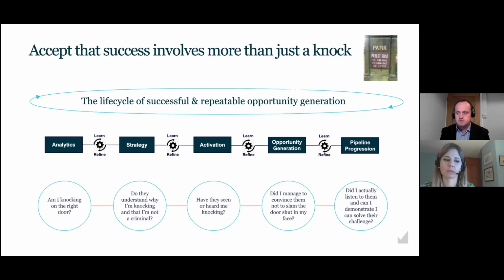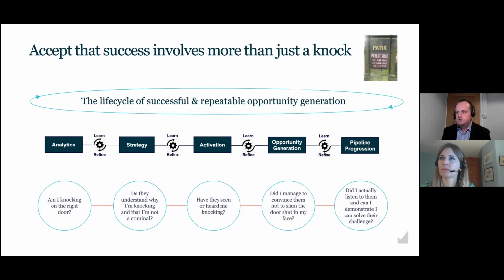The third area is activation. Have they seen or heard me knocking? Grabbing attention requires being persistent, but it also requires a lot of skill, whether that's from creative and comms through to the outreach that's being done.